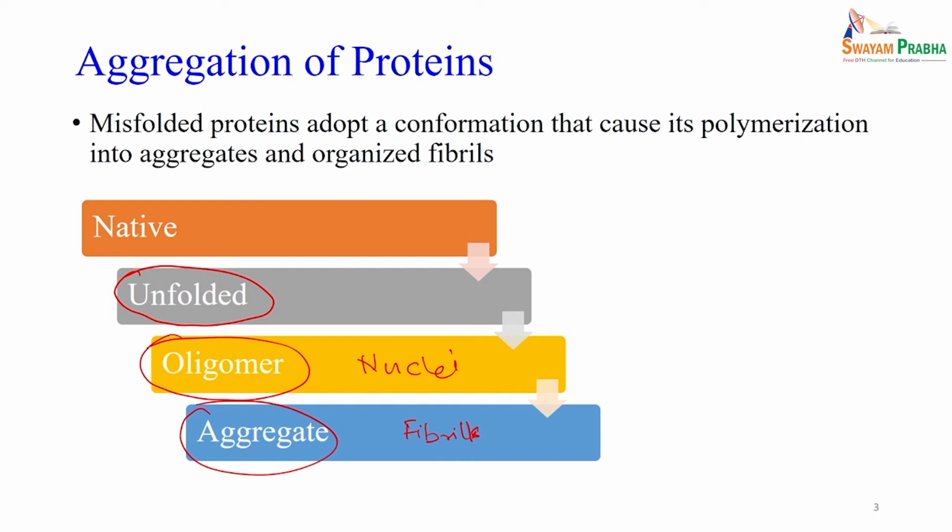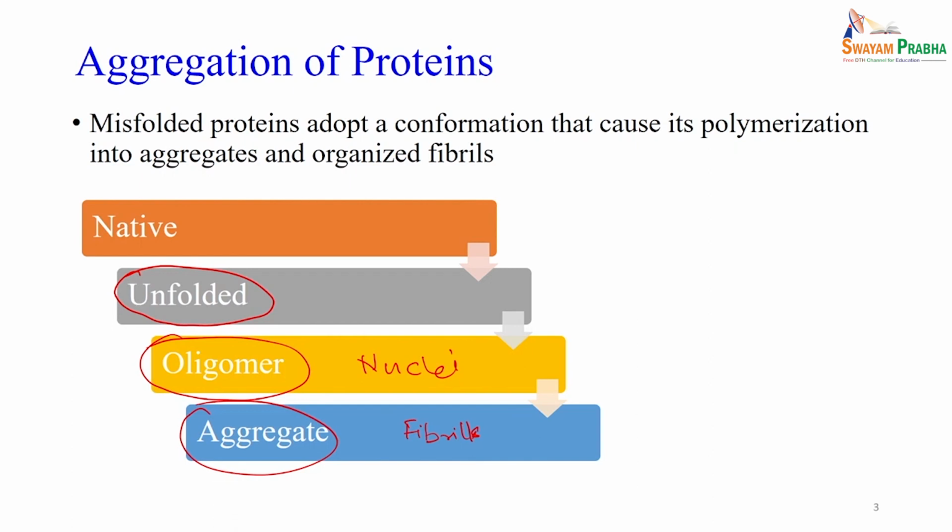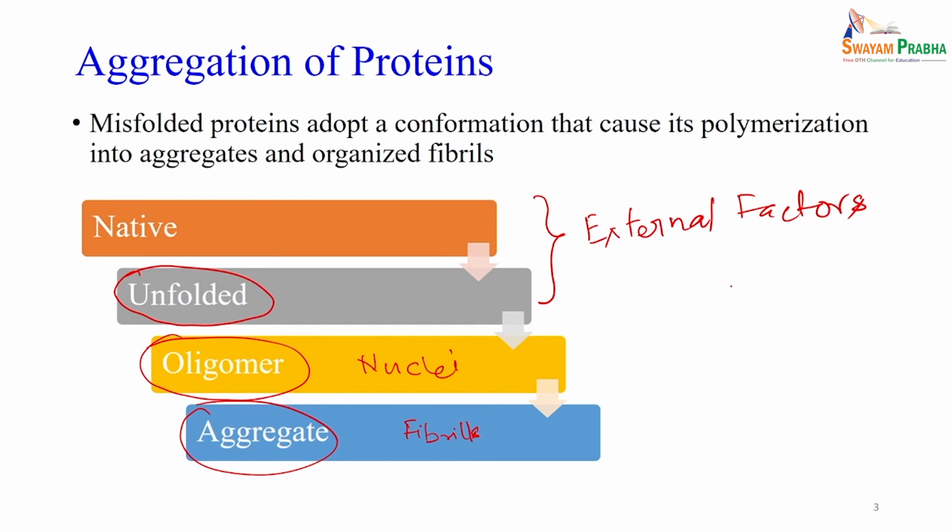So you can say simply that aggregation means the misfolded proteins adopt a conformation in such a way that it goes for polymerization. The first step is the formation of oligomer followed by the formation of fibrils or the aggregate. Now, in this step there is a role of external factors. These external factors cause a protein which is in its native structure or native conformation to get unfolded.